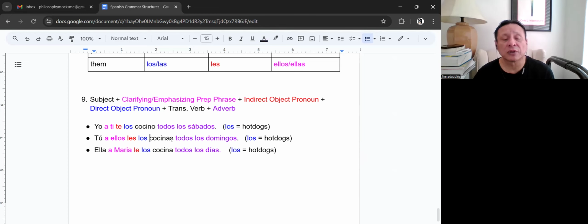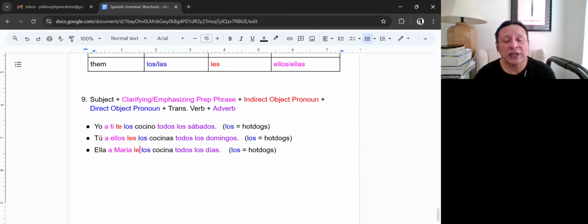Okay, last example. Ella, a María, clarifying prepositional phrase, referring to the indirect object, le, which is referring to Maria. Ella, a María, le los cocina. Los, again, hot dogs. Cocina, she cooks Maria hot dogs every day. She cooks Maria hot dogs every day.